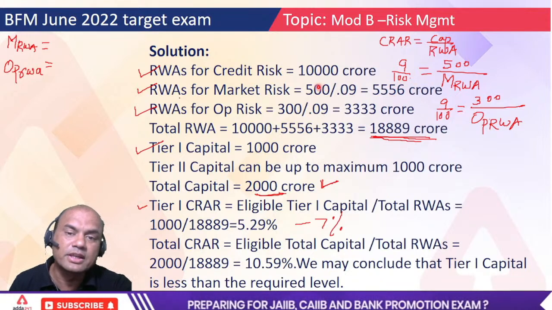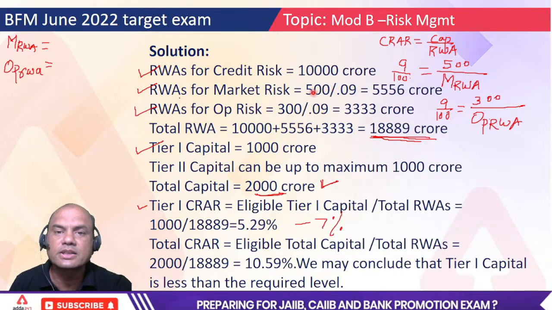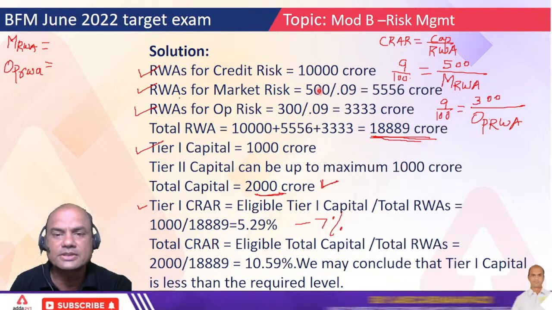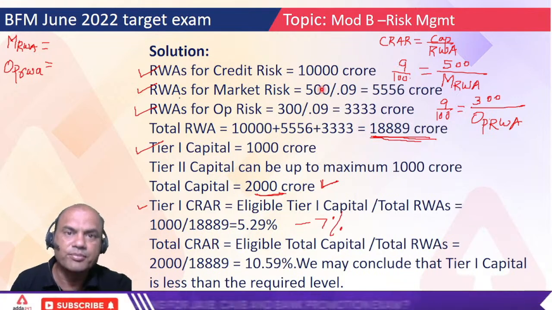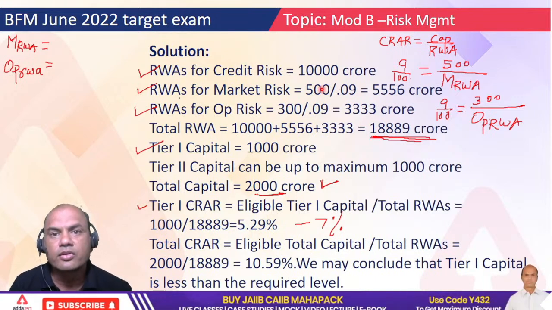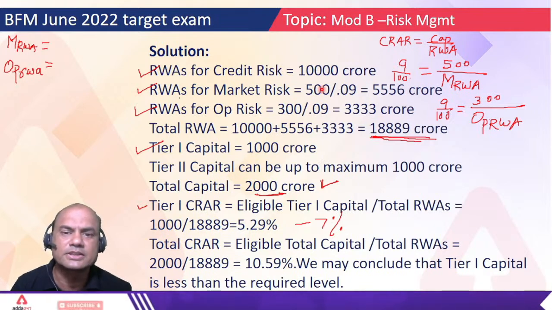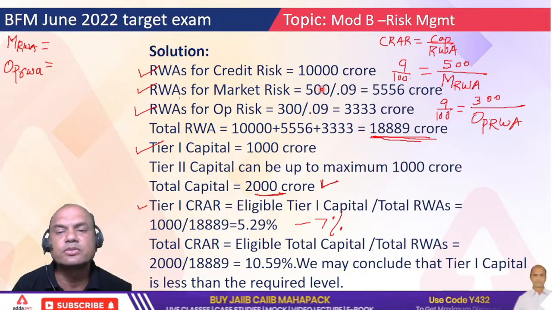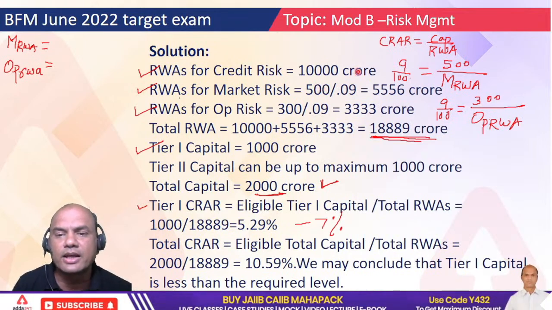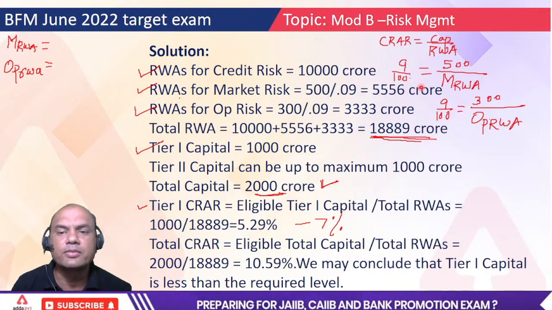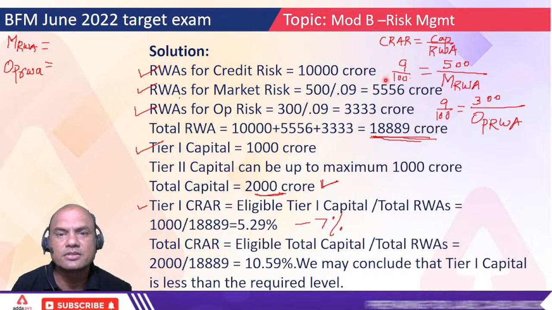Firstly, how many of you are solving this case study now? Type yes if you are solving it. Take pen and paper and calculate by hand. Solve that case study fast. You solve it yourself. Give me the answers now, because these are simple calculations. Everyone must do it. In the exam nobody will be there to help you. So RWA for market risk, 500 upon 0.09. Find the answer whether you are getting 5556. Type yes fast if you have got 5556.